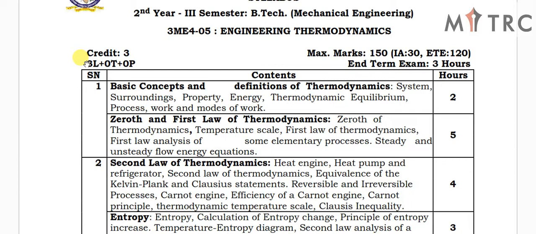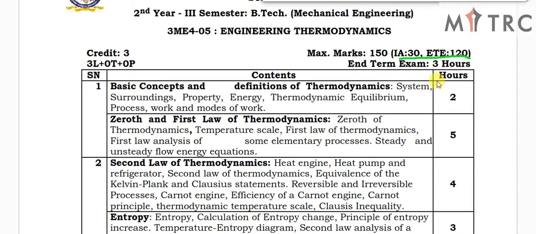You can see on the screen the syllabus of Engineering Thermodynamics, which you are going to study in your third semester of B.Tech Mechanical Engineering. As you can see in this window, it has 3 credits and maximum marks are 150. From that, 30 marks will be from the internal component and 120 marks will be from the external examination. These are the simple things which you have to remember for this subject.